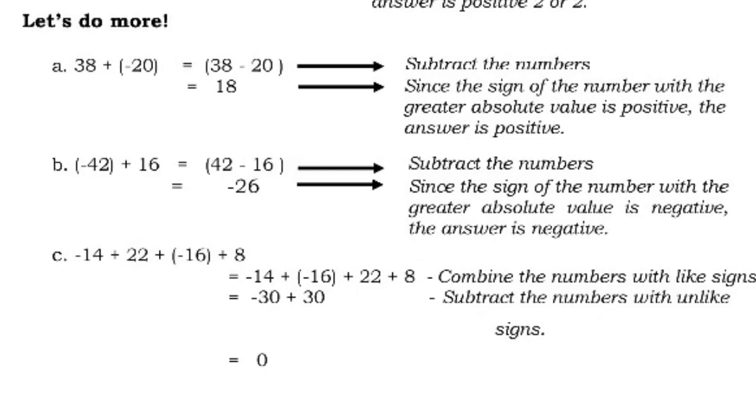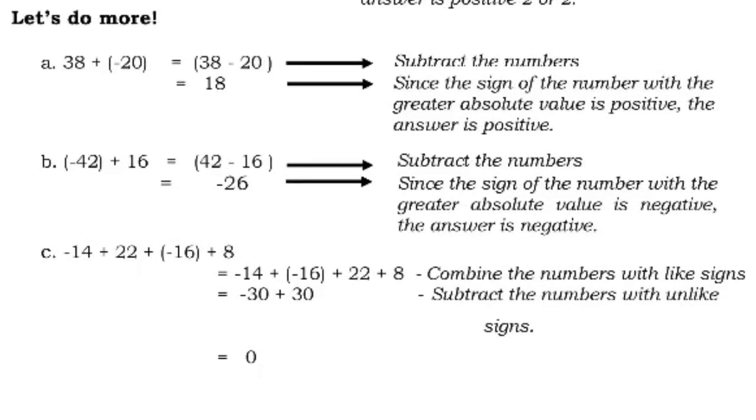Letter B, negative 42 plus 16. So 42 is negative and 16 is positive. So unlike signs. So you're going to subtract 42 minus 16. So the answer here is 26. And you're going to copy the sign of the number who has a greater absolute value. So between negative 42 and 16, negative 42 has a greater absolute value. Therefore, you're going to copy the sign of negative. So your final answer will be negative 26.